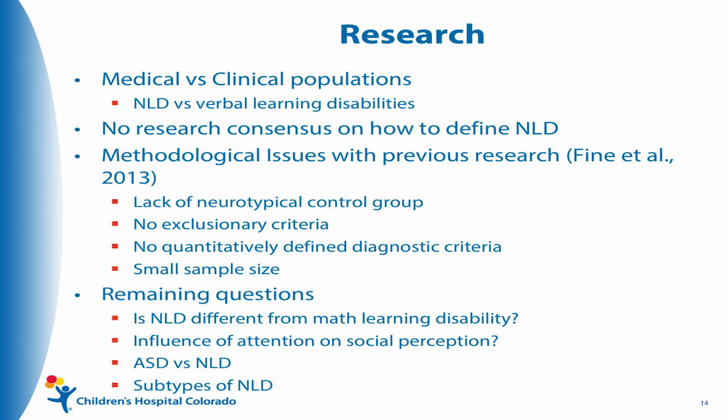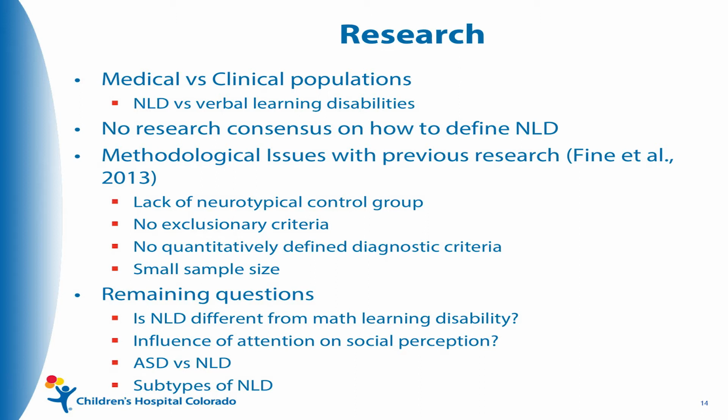There's also been what we call methodological issues with previous research. So many of the studies haven't included what they call a neurotypical or a control group. There hasn't been exclusionary criteria, so the studies have involved a lot of other kiddos who might be at greater risk for neurocognitive weaknesses just based on their medical diagnosis. So kids who've had seizures or kids who've had traumatic brain injuries, which might not give us a clearer idea of what nonverbal learning disability might look like from a developmental standpoint. And we talked a little bit about the diagnostic criteria and then small sample size. A lot of these studies have included a very, very small group of people, which again makes it very hard to generalize out into larger populations.